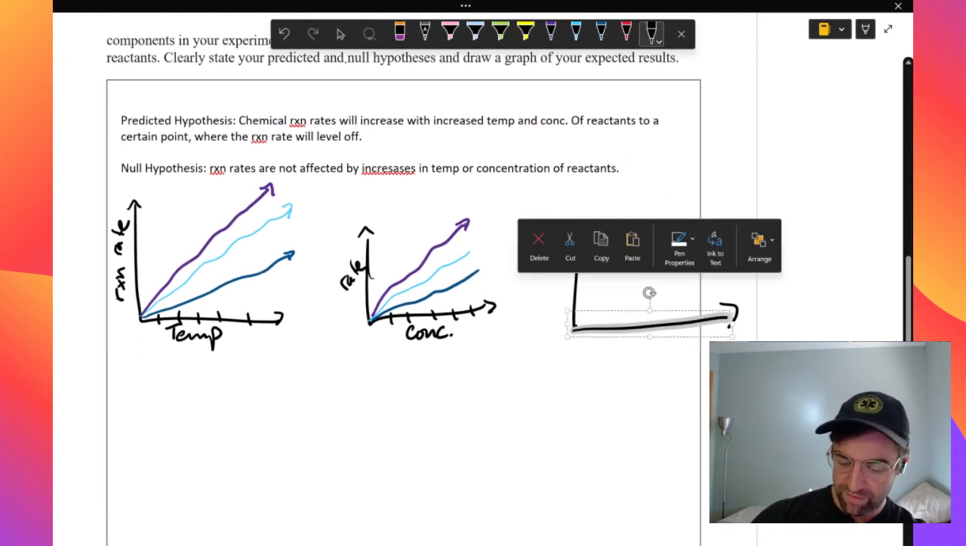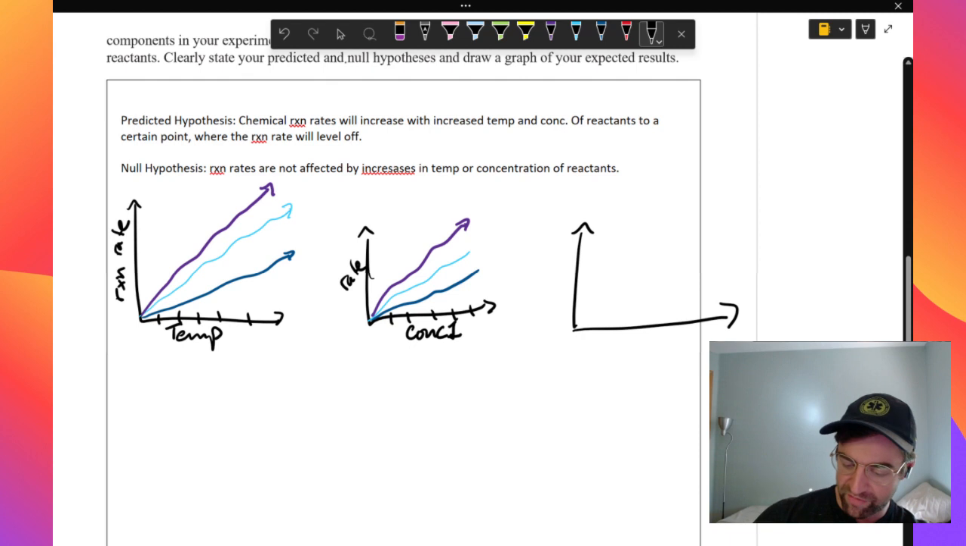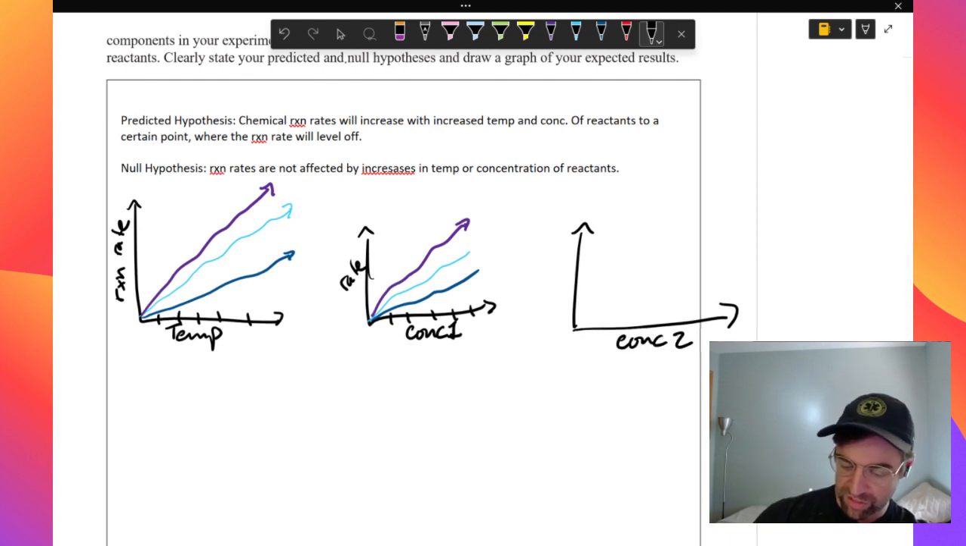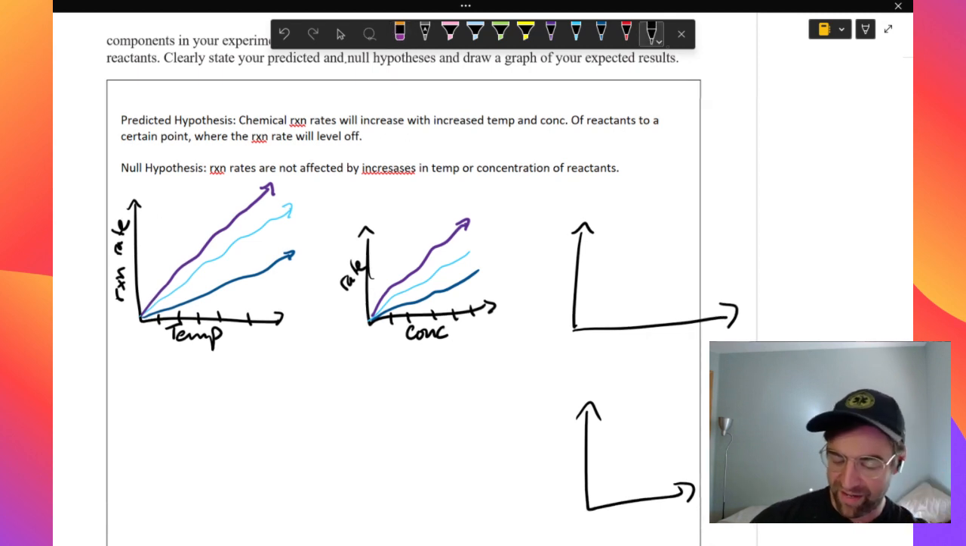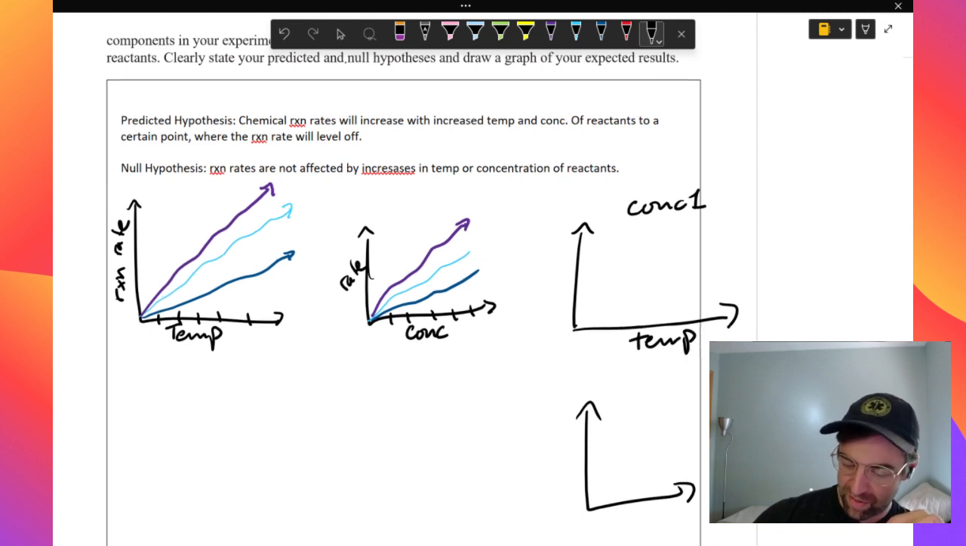And so you would have, I'll just edit this one. So you'd have concentration 1, concentration 2, and then another one for concentration 3. No, you wouldn't want to edit it that way. You would have concentration 1 up here and temp, and then concentration 2 and temp.